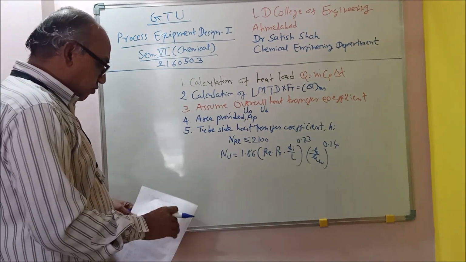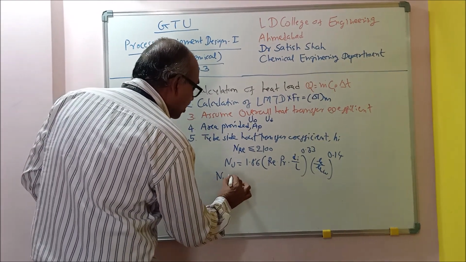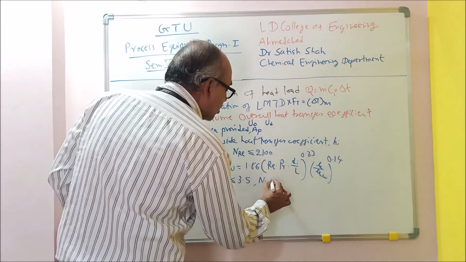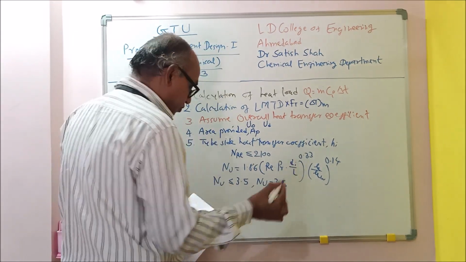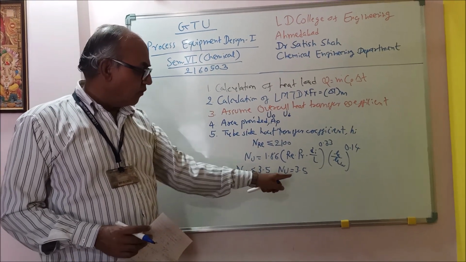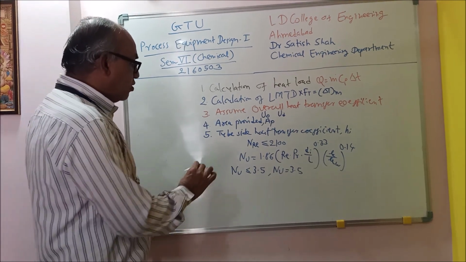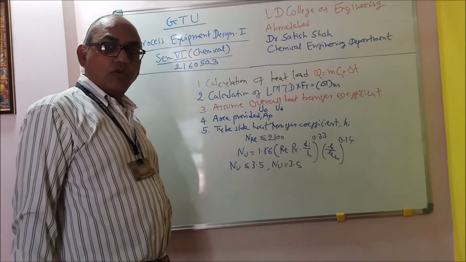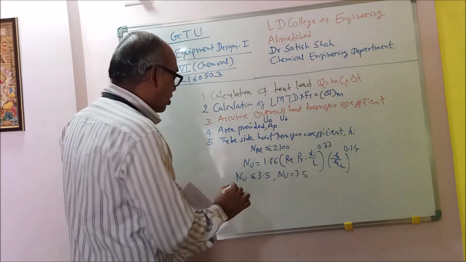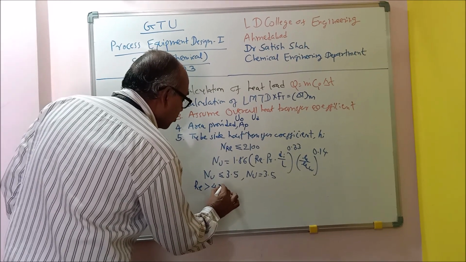So now here also, if your value of Nusselt number is less than or equal to 3.5, then you take Nu equal to 3.5. So this is for laminar flow. Suppose now we have turbulent flow. Turbulent flow means Reynolds number is greater than 4000.